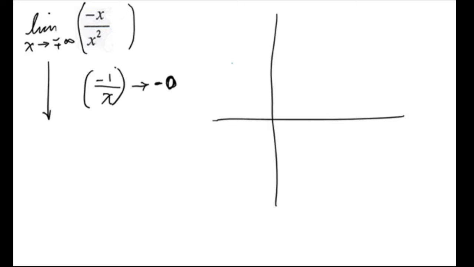And now whenever we make our substitution, we would have positive infinity down at x, negative 1 here. So that's going to trend toward negative 0. And what does that look like on the graph? Well, that tells me that it's going to be horizontally asymptotic to the x-axis, but it's going to be below the x-axis as it approaches positive infinity.